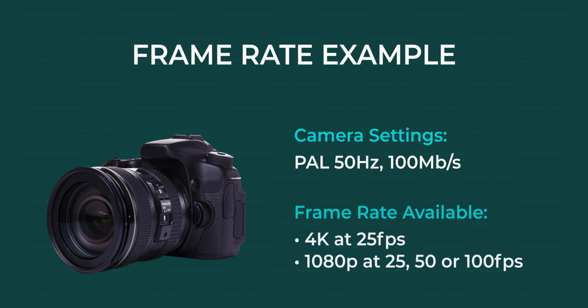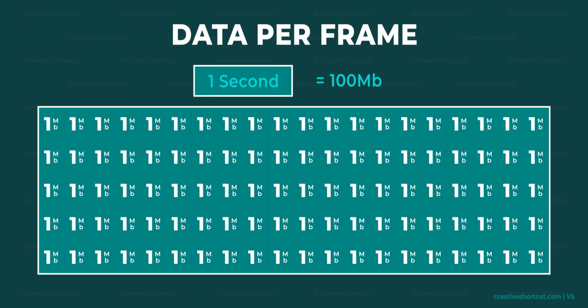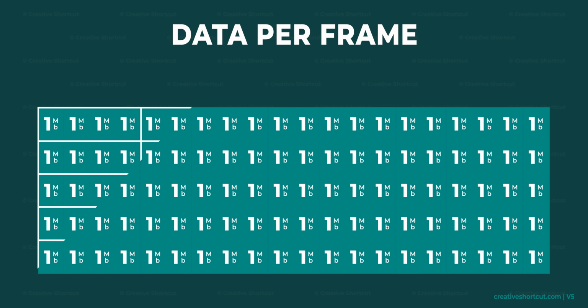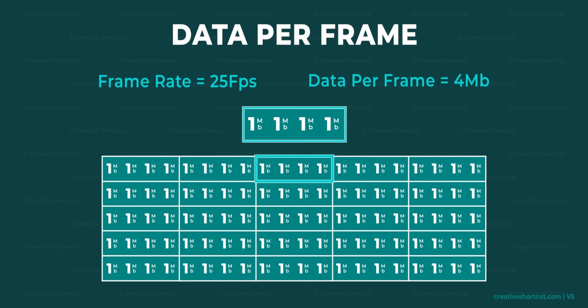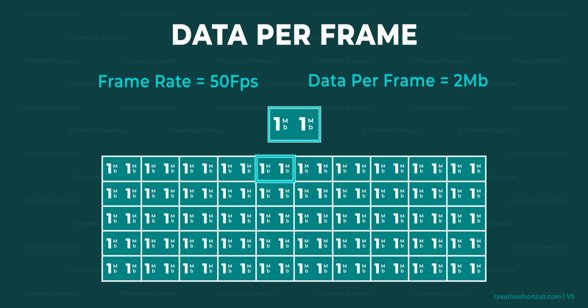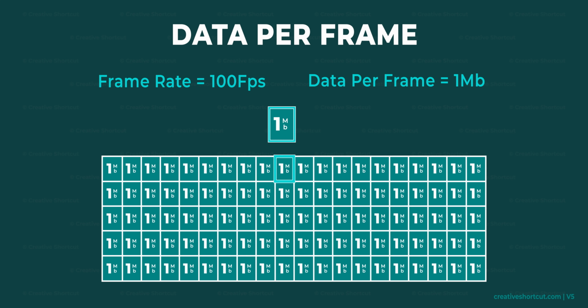You can choose a 4K resolution at 25 FPS or 1080p at 25, 50 or 100 FPS. This means that for every second that passes, you have up to 100 megabits of bandwidth to play with. At 25 frames per second, you have 4 megabits of data per frame. Doubling this to 50 frames per second halves your data to 2 megabits per frame. And at 100 frames per second, you're limited to each frame having a maximum size of 1 megabit.